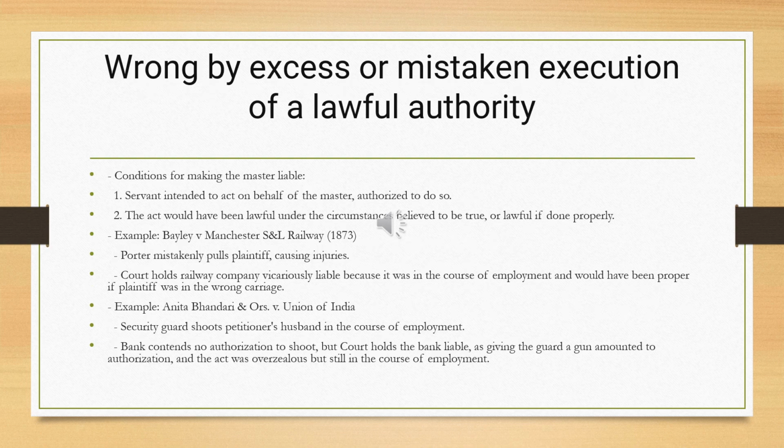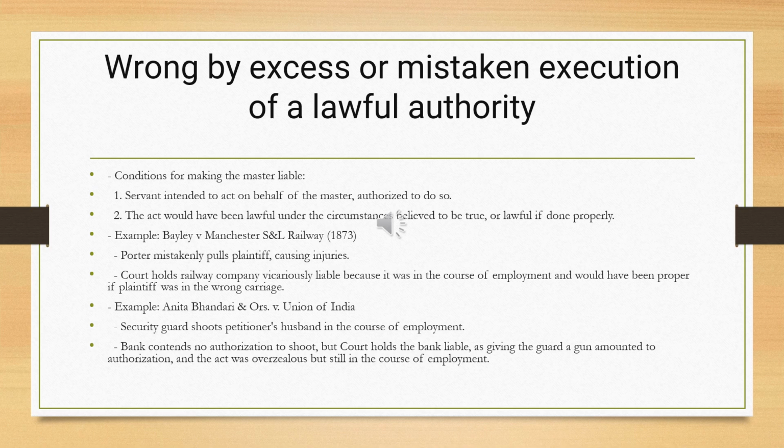Wrong by excess or mistaken execution of a lawful authority. For making the master liable in such a case, it has to be shown that the servant had intended to do an act on behalf of his master which he was authorized to do. The act would have been lawful if it was done in those circumstances which the servant mistakenly believed were true, or if the act would have been lawful if done properly.